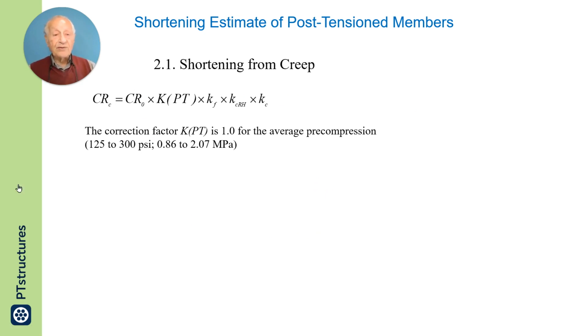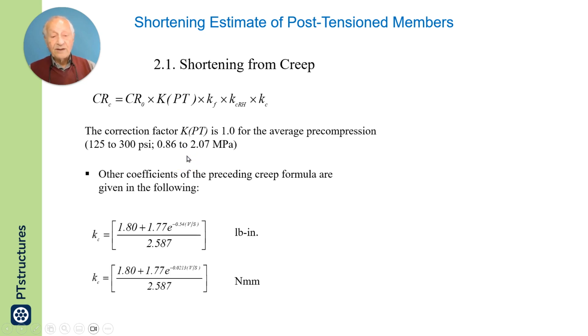So the final creep coefficient will be the basic creep value times these adjustments. The correction factor is 1 for the average precompression around this range. Now, other coefficients are given here. Kc here, the value of Kc is obtained from these expressions.